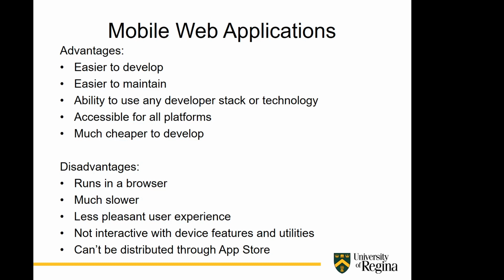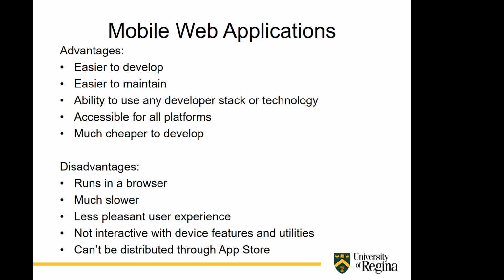Web applications are usually much slower than native applications, because native applications are developed for the specific platform. They're optimized to run on that platform as smoothly as possible. Web applications are less interactive and less intuitive. Buttons don't have the same type of interacting effect as a native app does. A web application cannot be uploaded to the App Store.